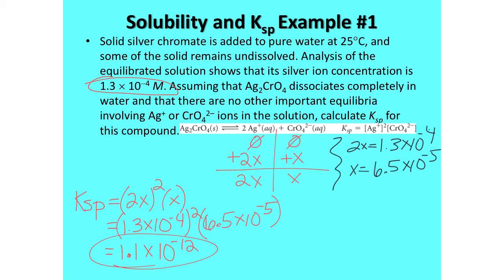So again, we just use our ICE charts to figure out that the silver concentration would be 2x, the chromate would be x, based upon the information that we were given in the problem. We knew the value of 2x and the value of x, so then we just plugged it in and get 1.1 times 10 to the negative 12. That is a very small Ksp. So that tells us that this salt is not very soluble. Only a tiny, tiny bit will be dissolving. So in lab, we would not even be able to see the small amount that would be dissolving. It would appear like it was insoluble.